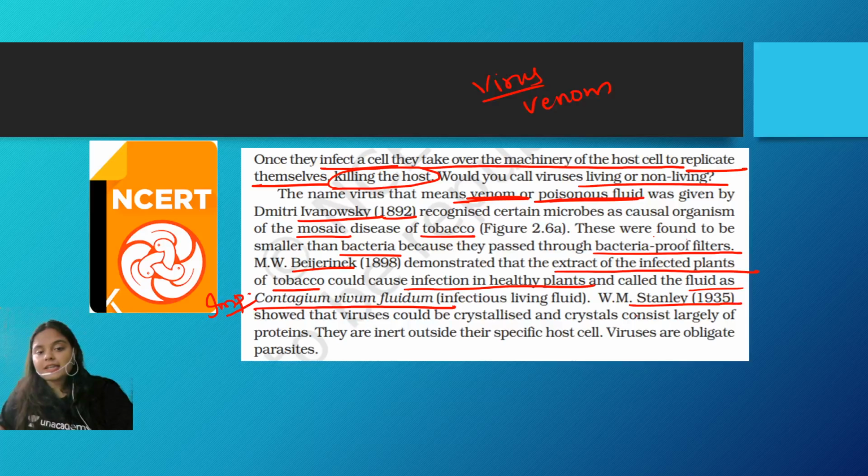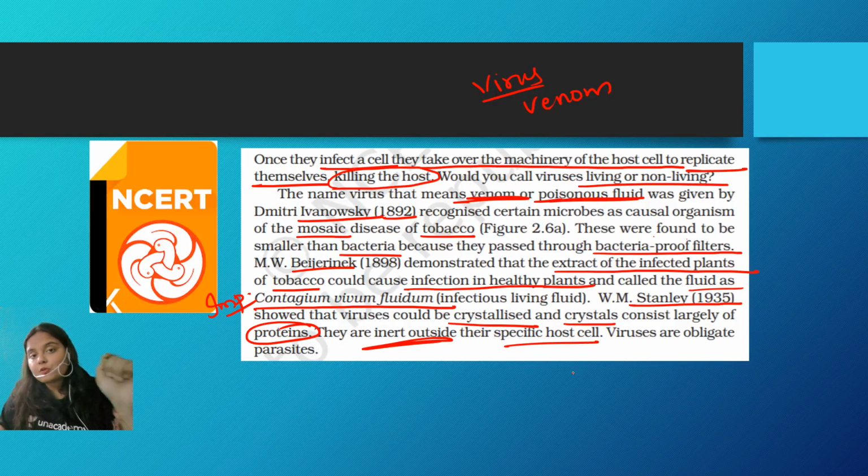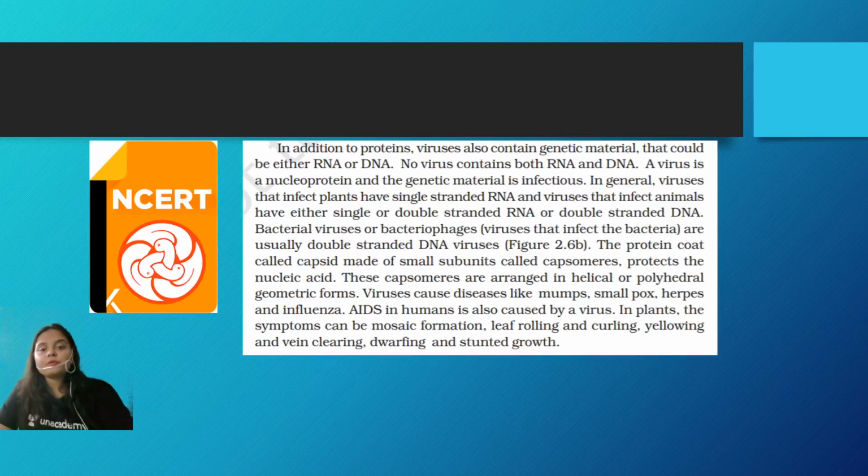Then Stanley in 1935 showed that viruses could be crystallized, and crystals consist largely of proteins. That means viruses mainly consist of proteins. They are inert outside. They have specific host cells. That means they do have a specificity towards their host cells. And viruses are obligate parasites. They are dependent upon their hosts in an obligate manner. In addition to proteins, viruses also contain genetic material that could be either RNA or DNA. No virus contains both RNA and DNA. A virus is a nucleoprotein and the genetic material is infectious.